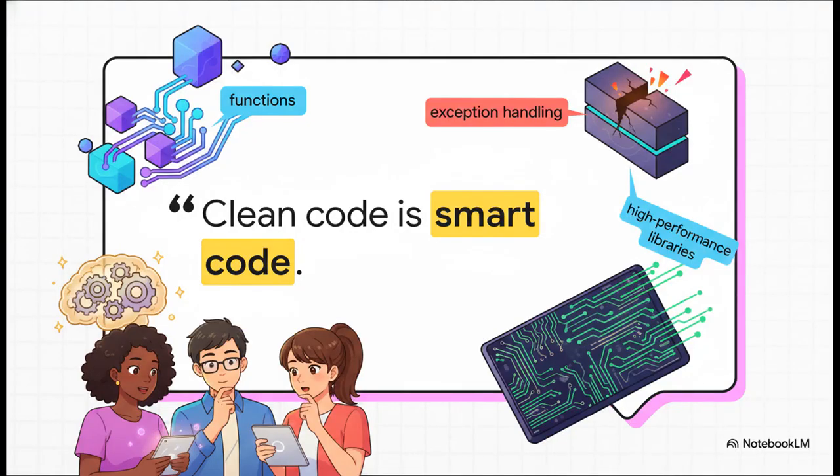And that really brings us to our final takeaway. All of these techniques, functions, classes, exception handling, and high-performance libraries, they're not just about making code faster. They're about making your code smarter. Clean code is smart code because it's readable, it's scalable, and it's resilient. So the next time you write a script, ask yourself, is it just working or is it working smart?